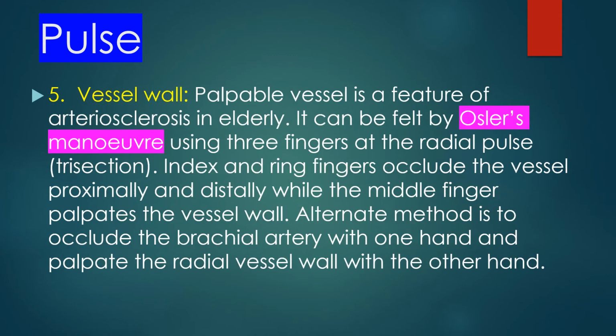5. Vessel wall. Palpable vessel wall is a feature of arteriosclerosis in the elderly. It can be felt by Osler's maneuver using 3 fingers at the radial pulse known as trisection. Index and ring fingers occlude the vessel proximally and distally, while the middle finger palpates the vessel wall. Alternate method is to occlude the brachial artery with one hand and palpate the radial vessel wall with the other hand.